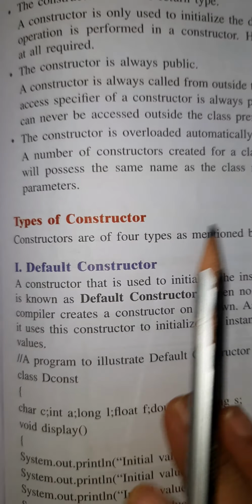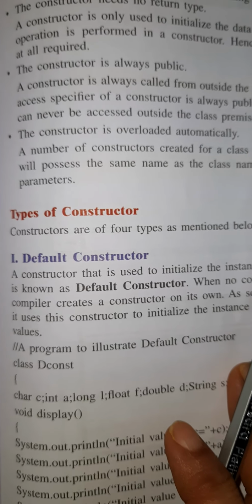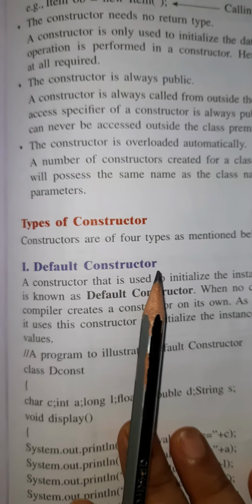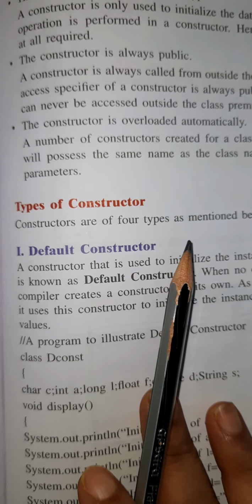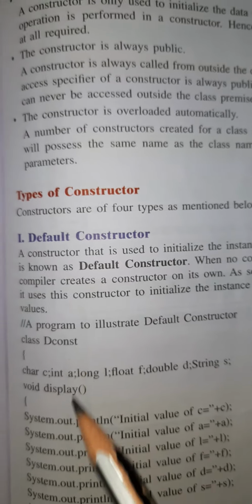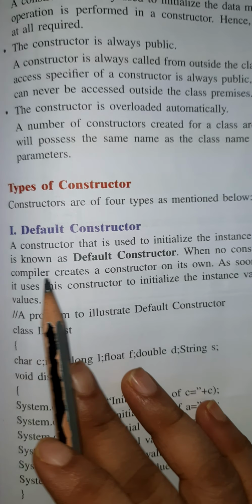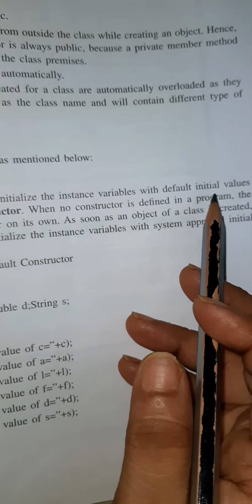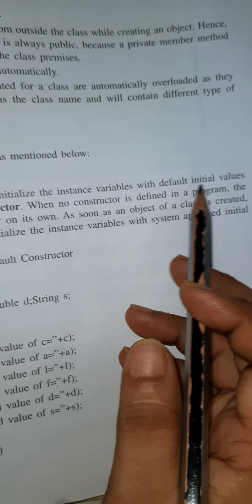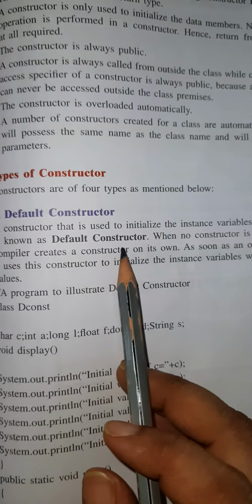So, types of constructors. There are four types of constructors: default constructor, parameterized constructor, non-parameterized constructor, and the copy constructor. The default constructor is the constructor which is used to initialize the instance variable with the default initial value. Those are known as default constructors.